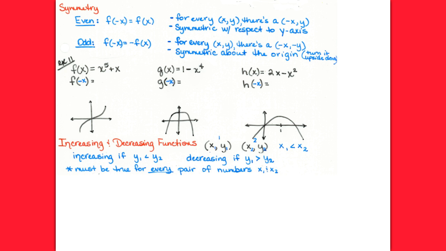You're going to put a negative x in the place of x. So I'm going to put a negative x in the place of x in my function, and if I get the exact same function that I started with, my function is even. I'm going to put a negative x in the place of x in my function, and if I get the exact opposite of what I started with, the opposite of my function, then it's odd.